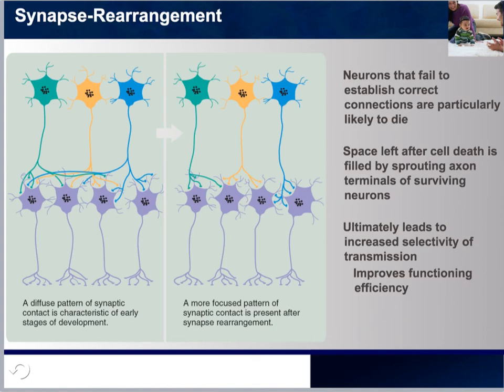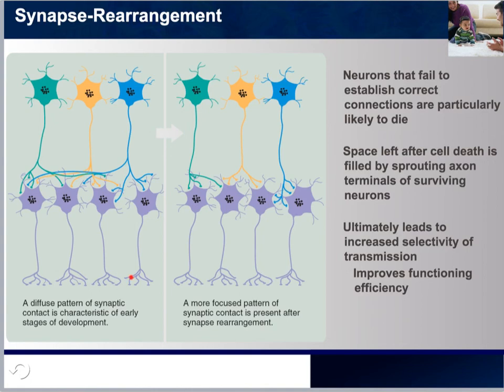Same thing happens with synapse arrangement. We find that neurons that fail to establish the correct connections are likely to die. And while this could be a concern for some, we find that the space that would be left by the death of the cells would be filled by sprouting axon terminals of whatever remained. This would eventually lead to very effective transmission that would improve the efficiency of whatever you and I do. So the more focused patterns of synaptic contact that we have, the smoother our behaviors and cognitions tend to be.